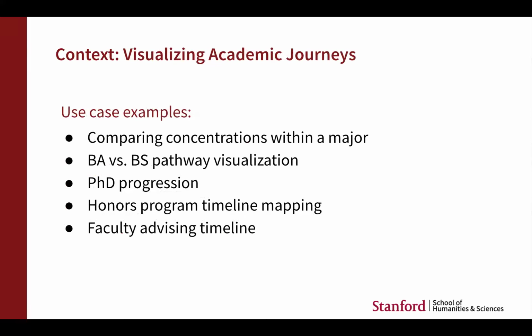So there were a lot of use cases in what we saw. There were some majors that have multiple different concentrations. So they had different flow charts for how you might do one concentration over another. Some units have a BA and a BS option for their major. So there are comparisons of how you would do either of those, how you might progress through your 5 to 6 year PhD program, or complete an undergrad honors program, and even some with faculty advising.